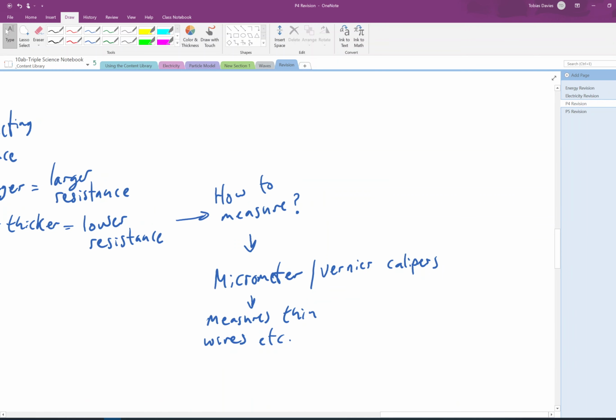Now, you can measure the thickness of a wire with a micrometer or vernier calipers. Both of those are really good for measuring thin objects and thicknesses. So if you wanted to accurately measure the thickness of a pencil or a hair or a wire, you could use either a micrometer or vernier calipers. It's well worth Googling those just to see what they look like, so it makes a little bit of sense.